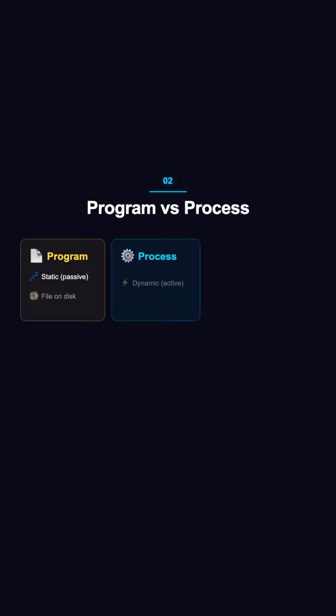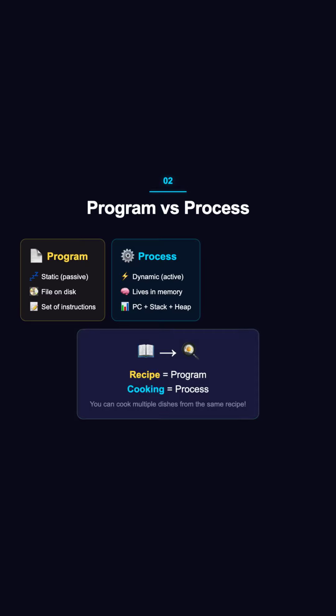Is a program the same as a process? No. A program is static. It's a file sitting on disk. A process is dynamic. It runs in memory. Think of it this way. A recipe is the program. Cooking is the process. The same recipe in different kitchens creates different processes. One program can spawn multiple processes.